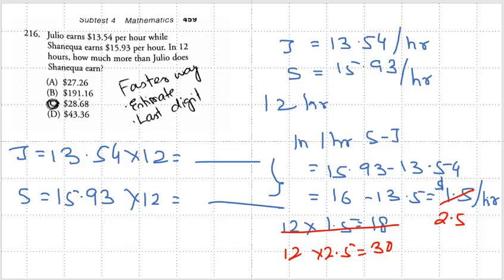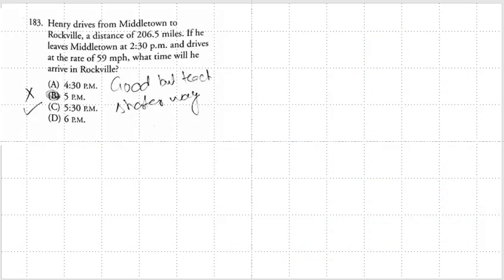Okay. One more. This you know how to do. And we have talked about this problem already. But let's just once again review the fast way of doing it. Read the problem. 206 miles. He leaves 2:30 p.m., drives at the rate of 60. So the right answer will be 206.5 divided by 60. But we are going to change it. We are going to go 210 divided by 60.